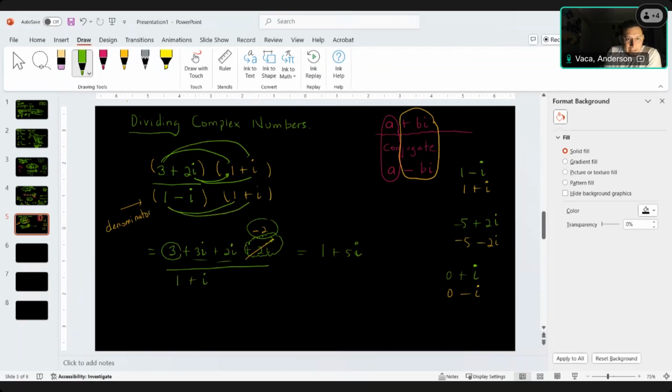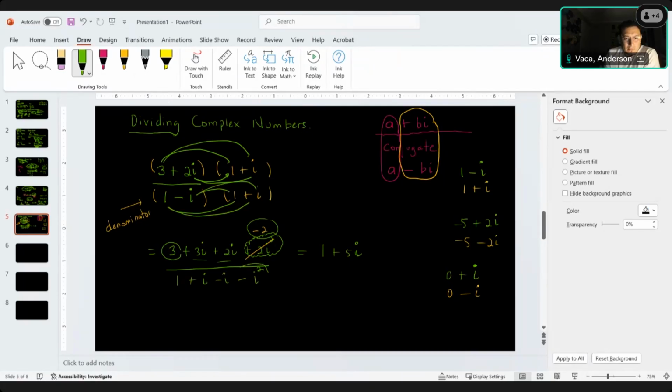Now this will be the inners. So negative i times 1 will be negative i. And then here we go. Be careful with your signs. That becomes negative times a positive will be negative i times i is i squared.